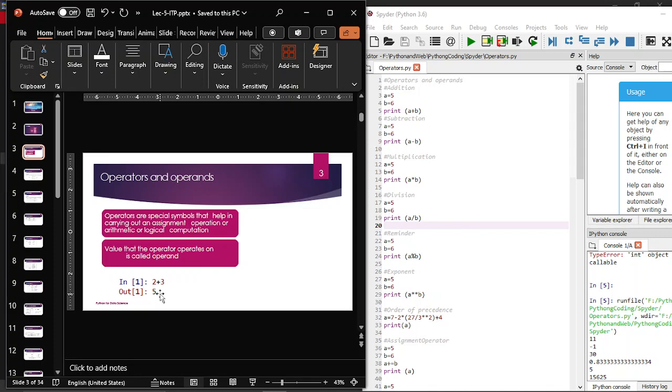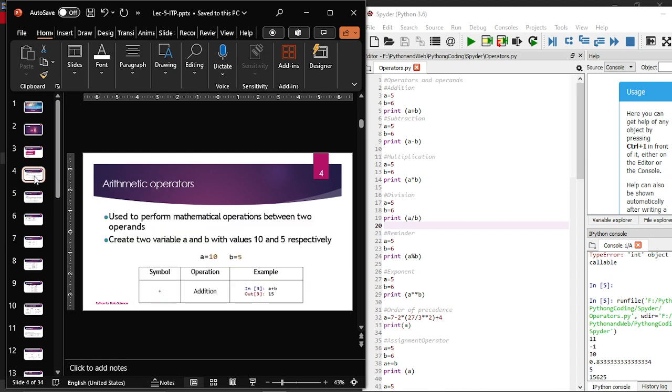Please have clarity on this. The symbols are known as operators, whereas the values that act upon those symbols are known as operands. So 2 is operand 1, 3 is operand 2. This is how we identify the operator and the operand.